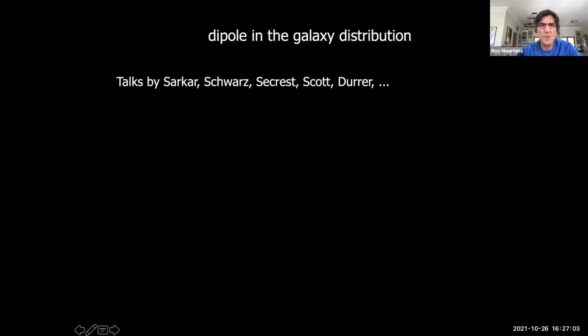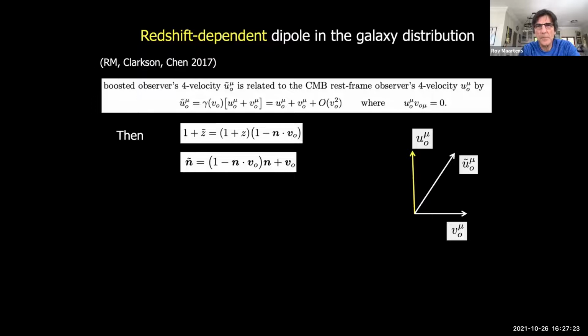It will be taken further by Dominik's talk, Secrest and Scott, and Ruth Durrer's talk in the coming days. So they're the people really to listen to. I just want to make a slightly different input here. And my input is to do with a redshift dependent dipole in the galaxy distribution.